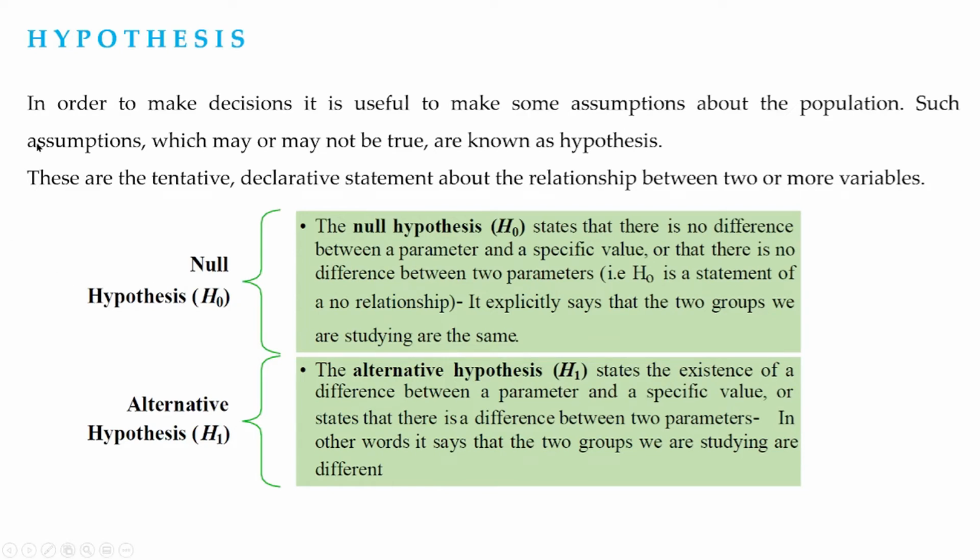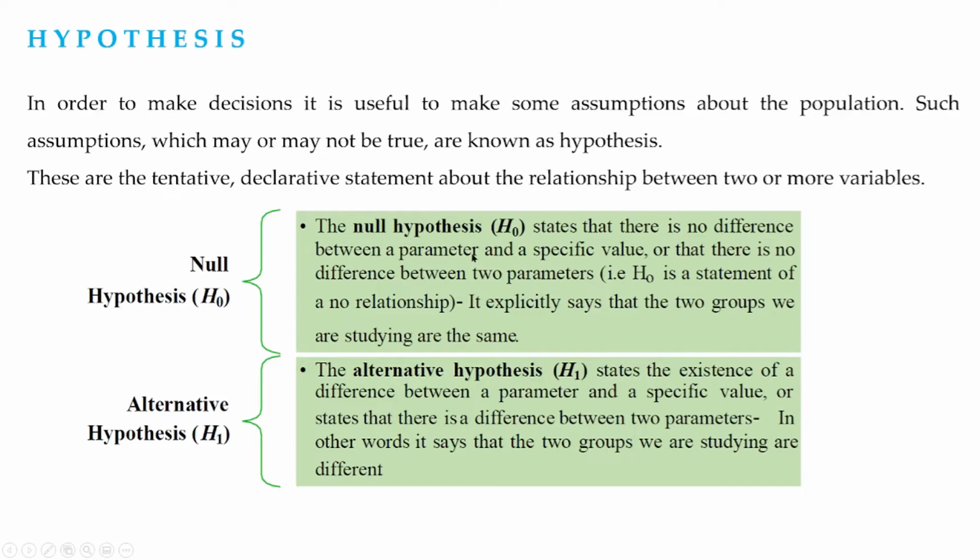Next we have hypothesis. In order to make decisions about the population, we have to make some assumptions about the population. Such assumptions, which may or may not be true, are known as hypotheses. They are tentative declarative statements about the relationship between two or more variables. Under hypothesis, we have two types. One is the null hypothesis H0, and the next one is the alternate hypothesis H1.